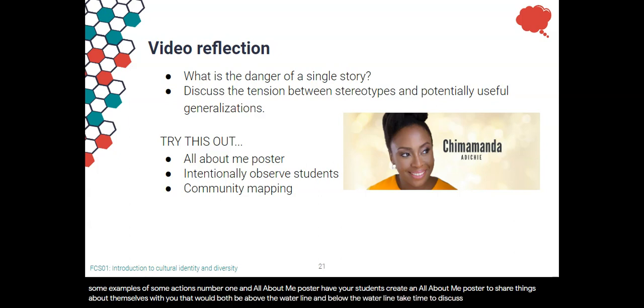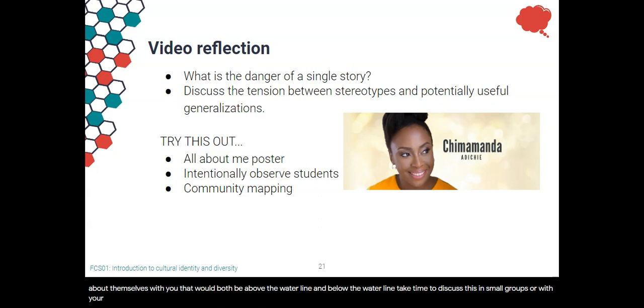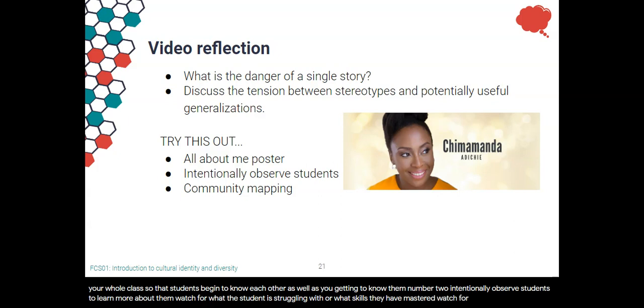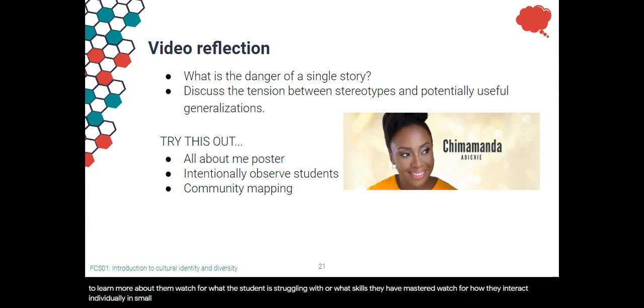Take time to discuss this in small groups or with your whole class so that students begin to know each other as well as you getting to know them. Number two, intentionally observe students to learn more about them. Watch for what the student is struggling with or what skills they have mastered. Watch for how they interact individually in small groups versus in a classroom setting. Take about 3 minutes to watch each child and make note of what you see during those observations.